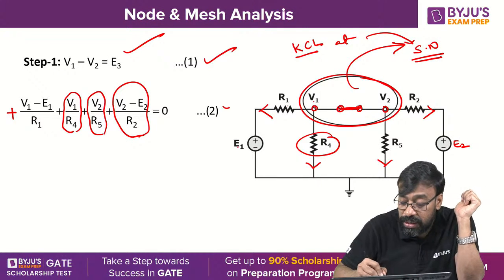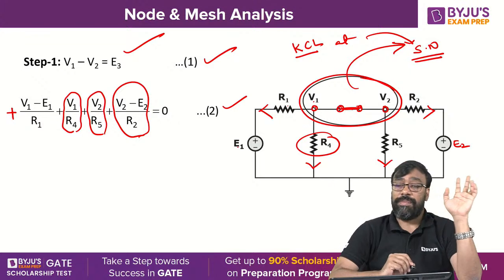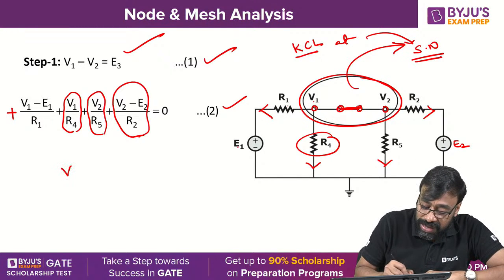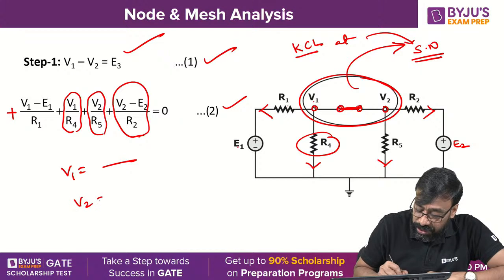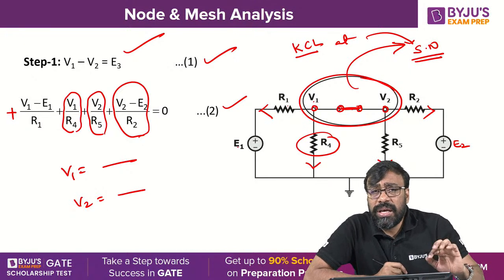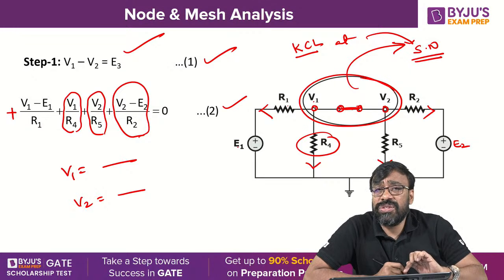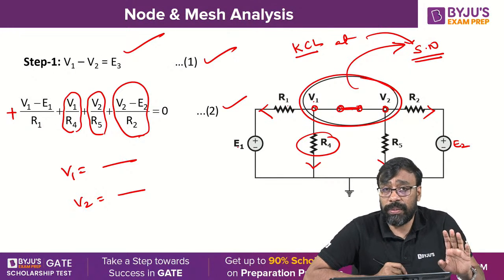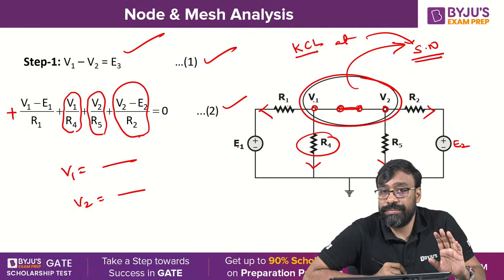So equation 1 and equation 2. There are two equations you have obtained. You understand all of you? Solve these two equations, you will get the value of V1 as well as V2. Okay. So there are three nodes. When I take the bottom node as a reference node, there are two variables I need to solve. So for n number of nodes, n minus 1 equations are required to solve this network.